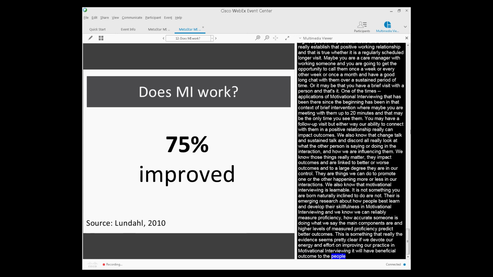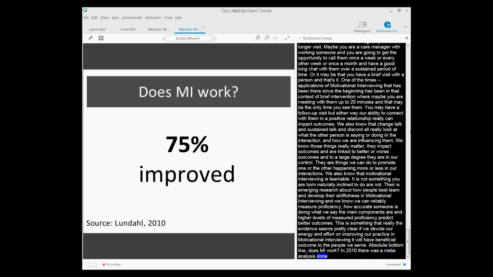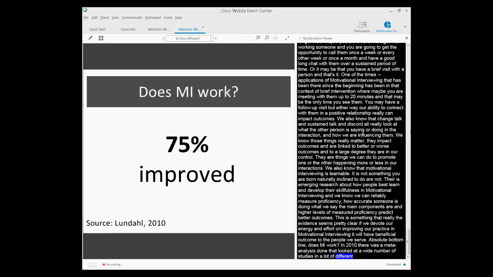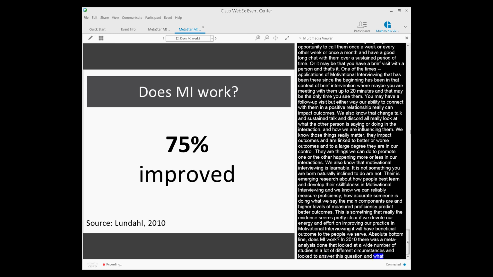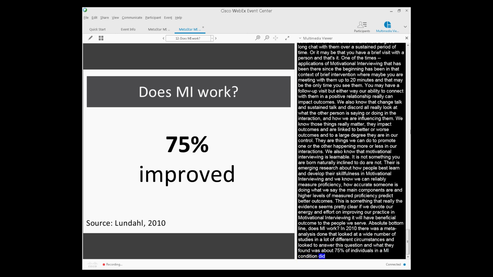So absolute bottom line, does MI work? In 2010, there was a meta-analysis done that looked at a wide number of studies in lots of different circumstances and looked to answer this question. And what they found is that about 75% of individuals in an MI condition did improve. So, yes, MI, generally, we would say it works. It's not a magic wand. It doesn't work for everyone.